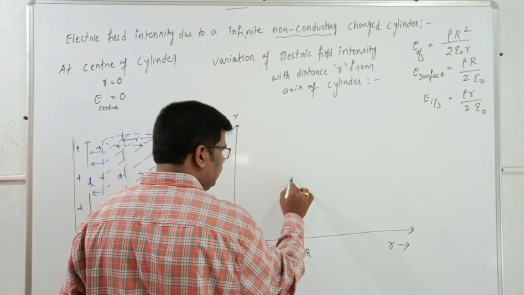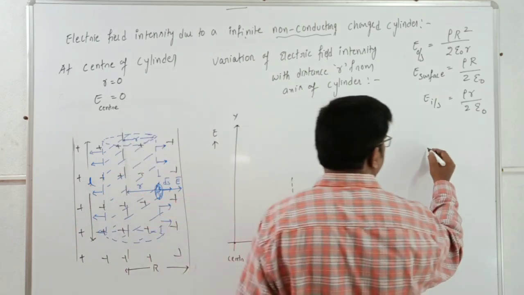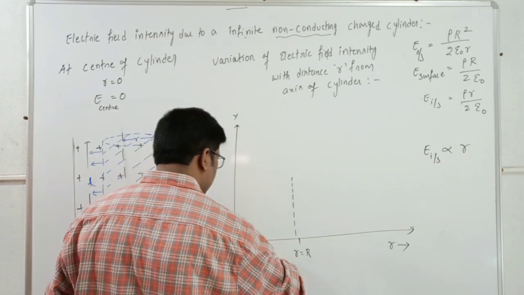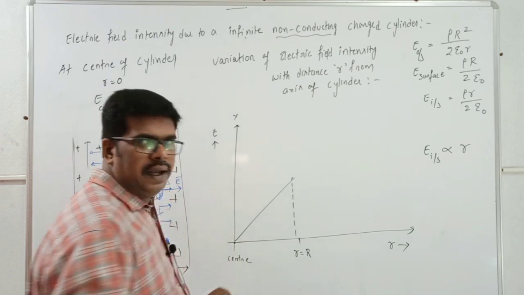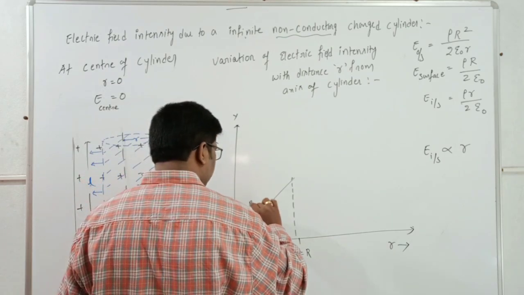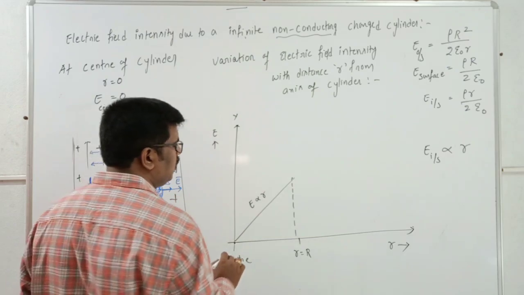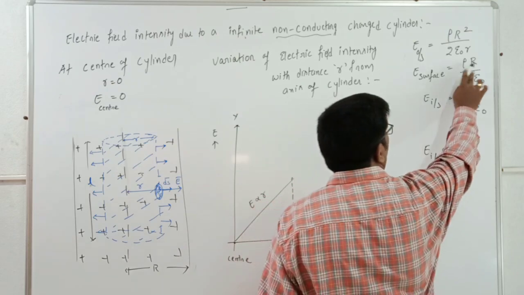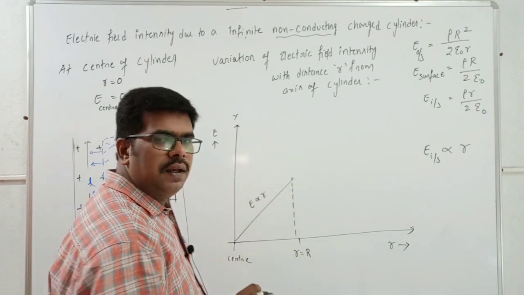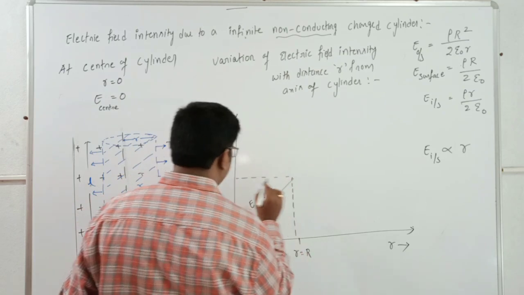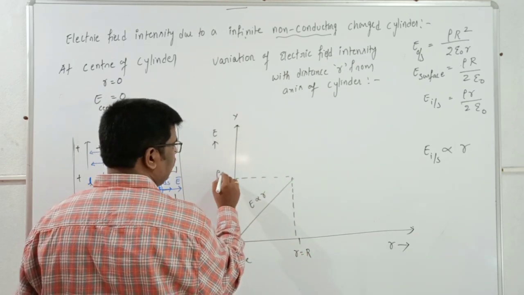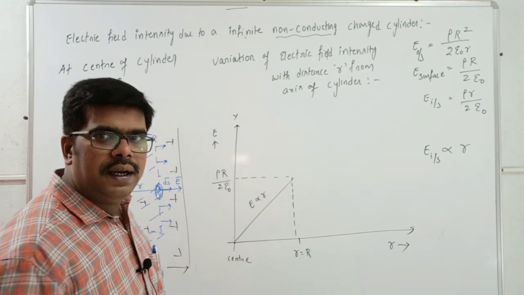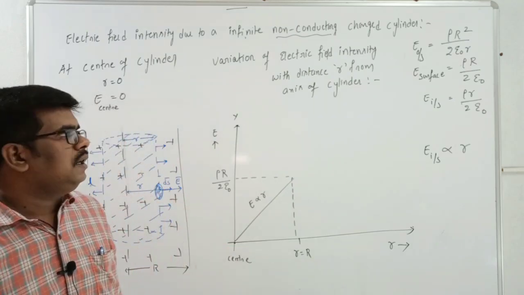So at this point it is 0, and up to the surface it is directly proportional. So E inside is directly proportional to distance r. What is the nature of the graph? The nature of the graph is a straight line. So in the inside region the graph is a straight line. And exactly over the surface, what is the expression we have? Rho r by 2 epsilon naught. Exactly over the surface it is a constant and maximum value, that is rho r by 2 epsilon naught.